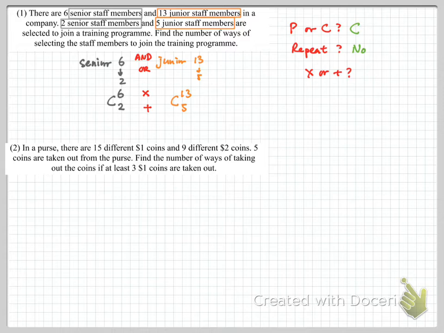Now here we know that they are independent events. They are not mutually exclusive. Mutually exclusive means that if you choose senior, then you do not choose junior, and vice versa. That is not the case. We have both senior and junior members, so we choose 2 senior and 5 junior. So and will be multiplication. We multiply these two numbers, and the answer goes to 19305. So this is question 1.